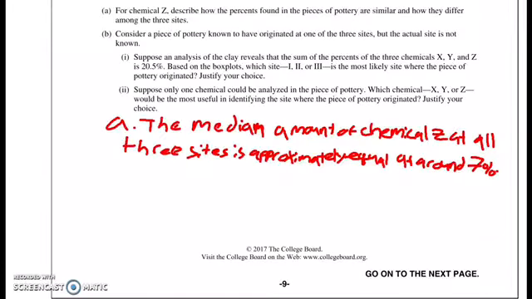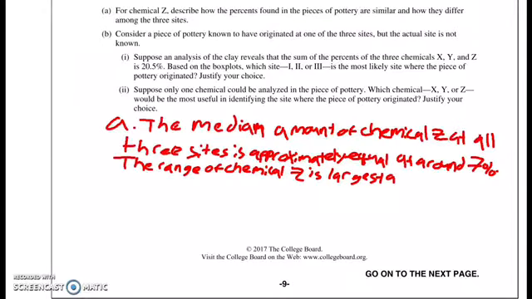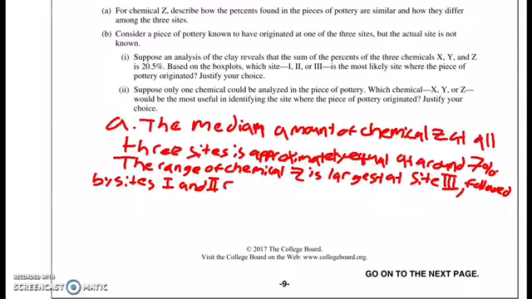So for that statement, all that's required is we're going to say the range of chemical Z is largest at site 3, followed by sites 1 and 2 respectively.